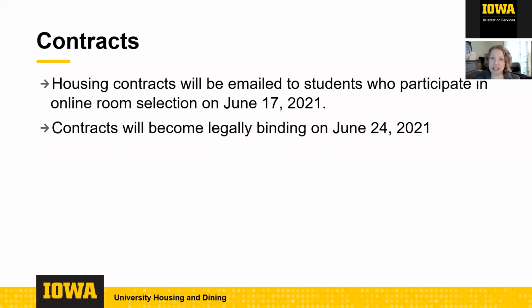After you have done everything, our housing contract will be emailed to students who participated in online room selection on June 17th, and those housing contracts will become legally binding on June 24th. And so what that means is you can select a room, select a meal plan, be issued a housing contract, and you can decide to change your housing arrangements at any point until June 24th without financial penalty. After June 24th, we would ask that you contact our office or refer to your contract for contract release options.